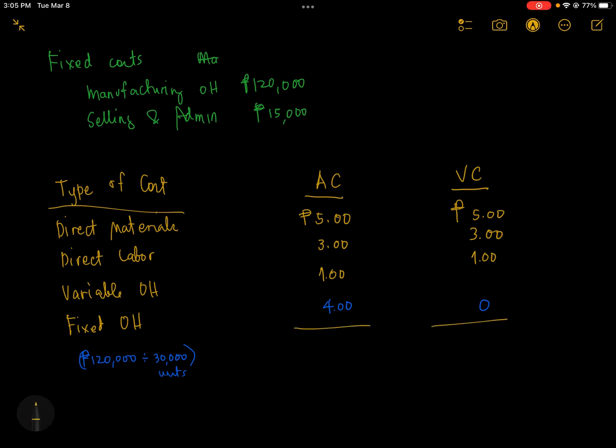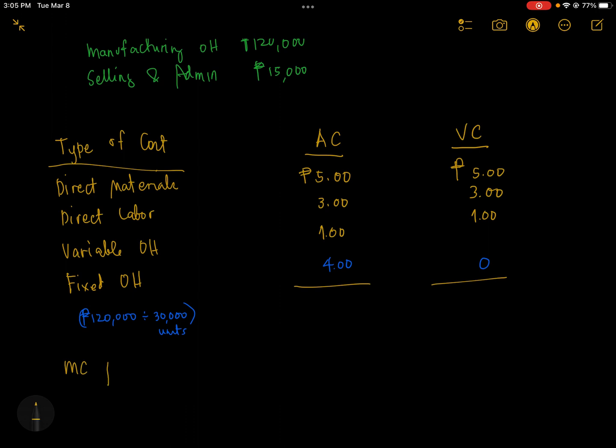So therefore, the manufacturing cost per unit under the absorption costing is 5 pesos plus 3 plus 1 plus 4, a total of 13 pesos. And variable costing, a total of 9 pesos. The difference of 4 pesos is because, again, the difference between variable costing and absorption costing is that under absorption costing, fixed manufacturing overhead is classified and included in the computation of product cost. Unlike variable costing, we do not include the fixed manufacturing overhead.